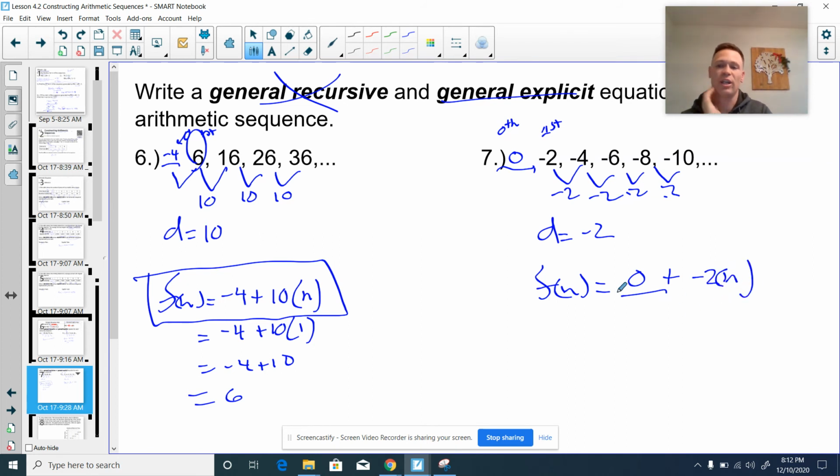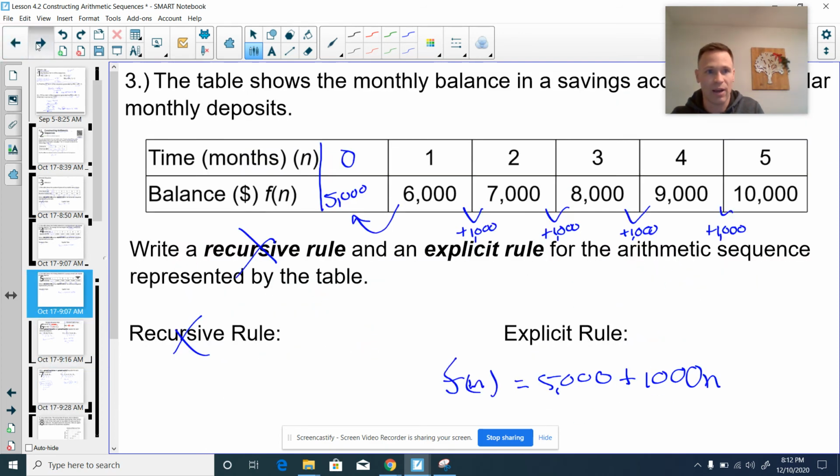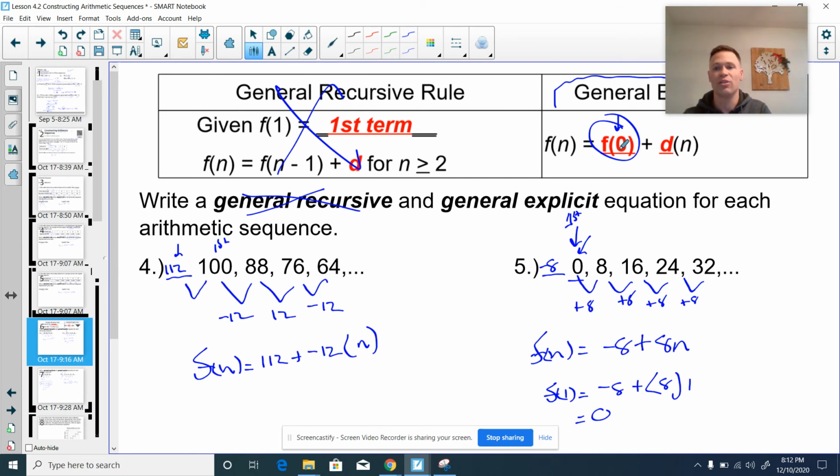And again, just to check it out, we're just going to talk through this one. If I substitute in 1, negative 2 times 1 is negative 2, plus 0 would be negative 2, and that is my first term. So I get it when I substitute in 1. So it does work. We do, however, always have to go back and find the 0th term, and then that is what goes in this box, right? And then that's what this general rule says. f of 0. What is the 0th term, okay?